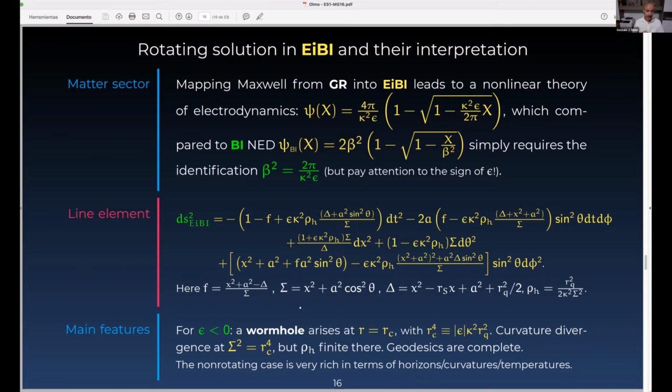The most relevant point I would mention is the fact that depending on the sign of epsilon, you have two different configurations. If epsilon is positive, you have standard black holes, but if epsilon is negative, you find wormholes. So this line element for negative epsilon represents a rotating wormhole. Okay, this is similar to what Renan Magallanes found for quadratic gravity on Wednesday. So these wormholes persist also in the Born-Infeld theory with rotation.